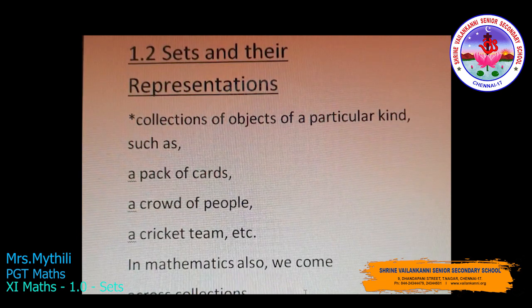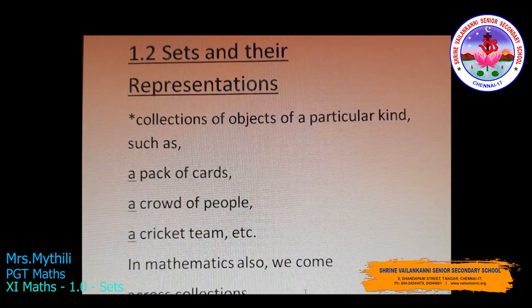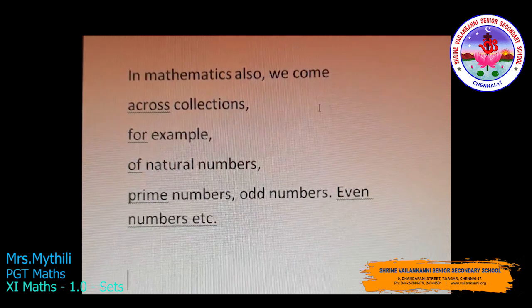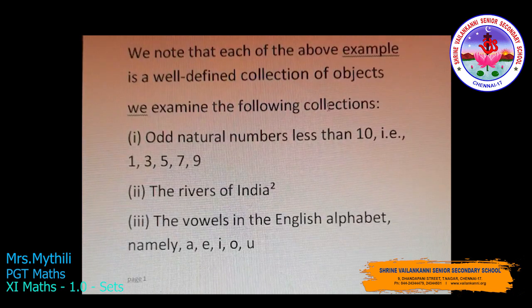Sets and their representations. We learnt about the collection of objects of a particular kind, such as, suppose we take a number of cards, a group of cards which is called a pack of cards, a collection of cards, and a crowd of people, a cricket team, etc. In mathematics also, we come across collections of natural numbers, prime numbers, odd numbers, even numbers, etc. We note that each of the above examples is a well-defined collection of objects.